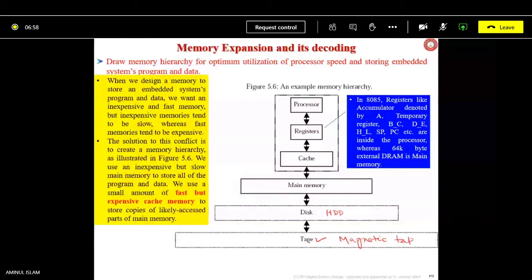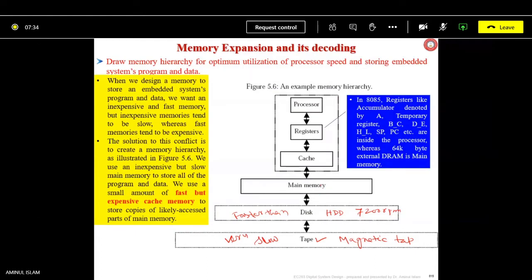This memory tape is very slow, very slow. The hard disk is a little faster than tape. Normally in the hard disk the speed is 7,200 RPM. We have discussed already the speed, revolutions per minute.